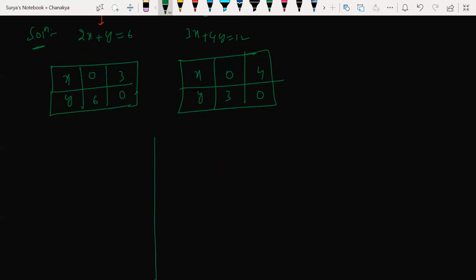I'll be representing it on the graph. So not number line, guys. Again and again, I'm saying number line, it is the xy graph. Okay. So 0, 3 would be somewhere here. Let's take this as the 0, 3 point. And 3, 0 would be somewhere here. Okay, 0, 3 I already drew here. 4, 0 would be somewhere here.